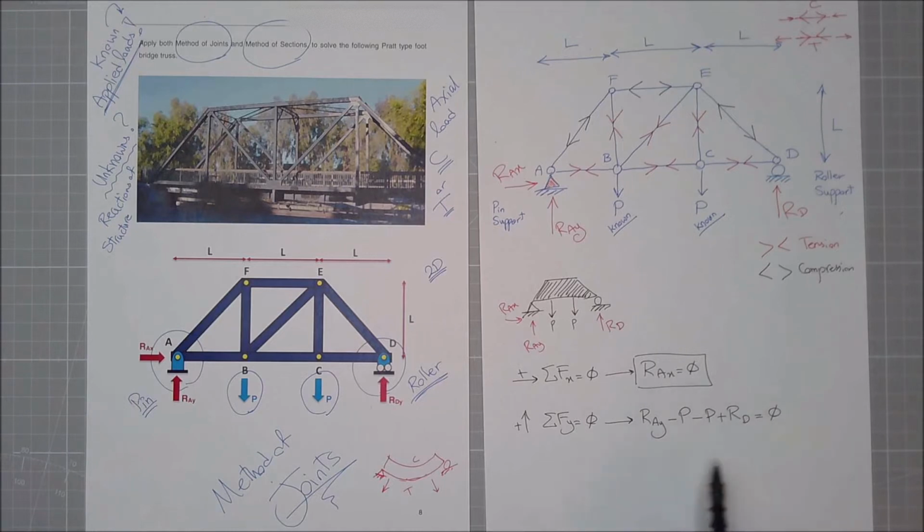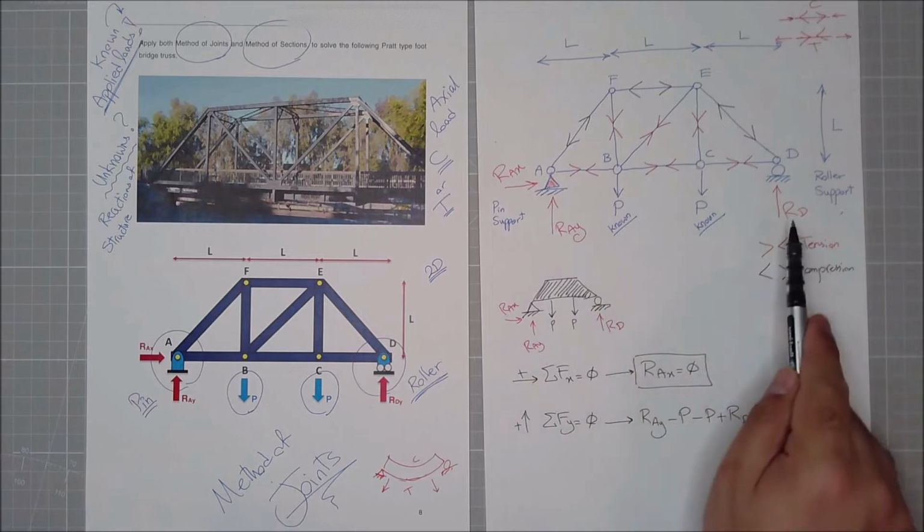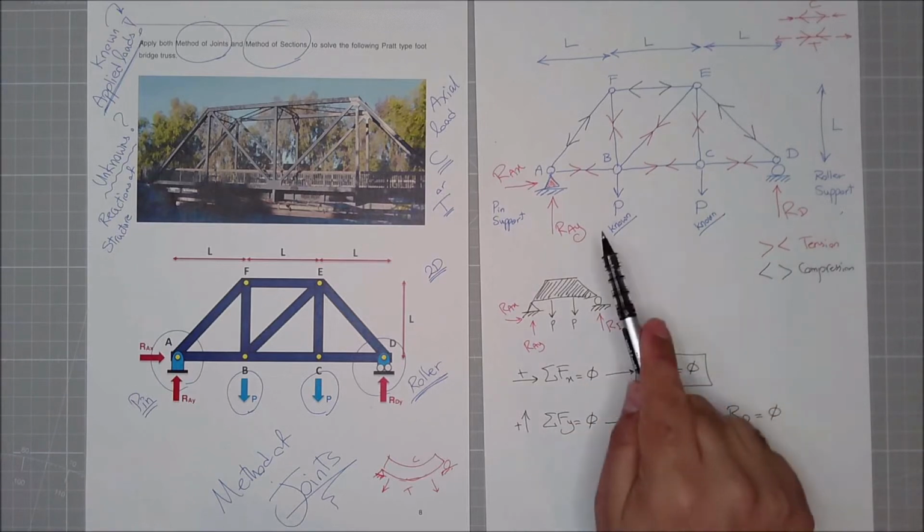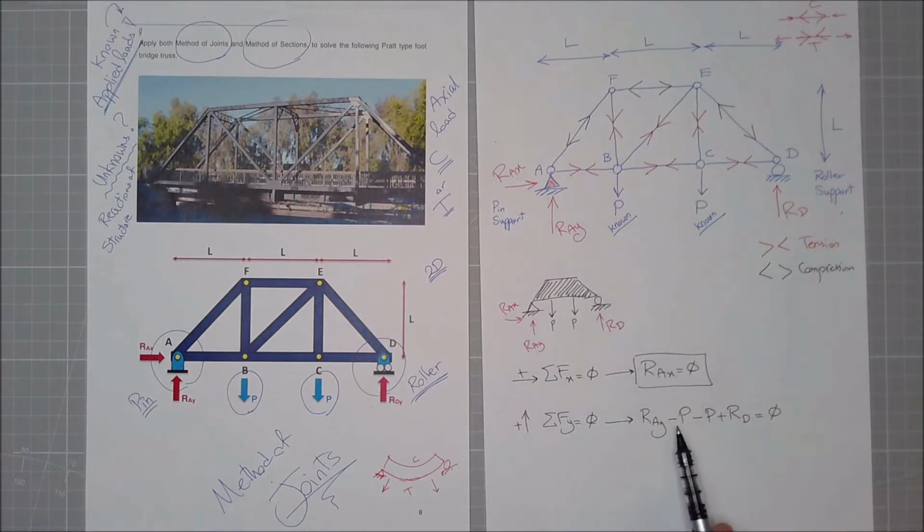So from this, I can conclude that the summation of these two equals two P's. Minus P, minus P, plus RD, plus RAY. It doesn't mean that they're equal, but it just shows that the summation of these two equals two P's. I have another equation to help me figure out one of these and then solve the other one.